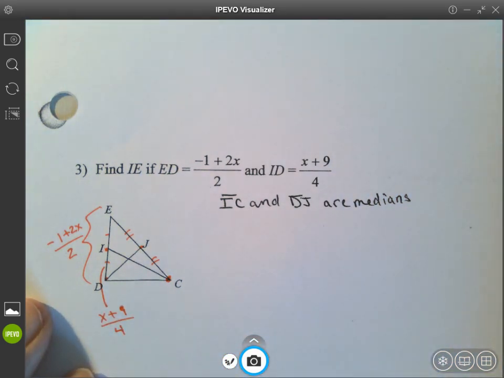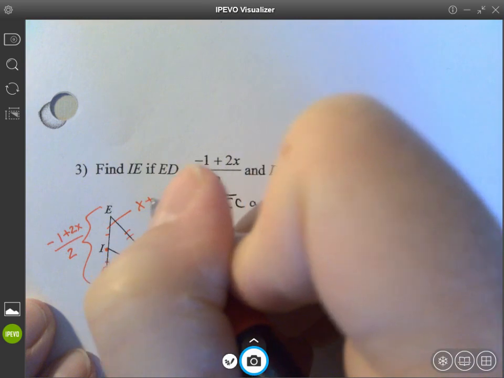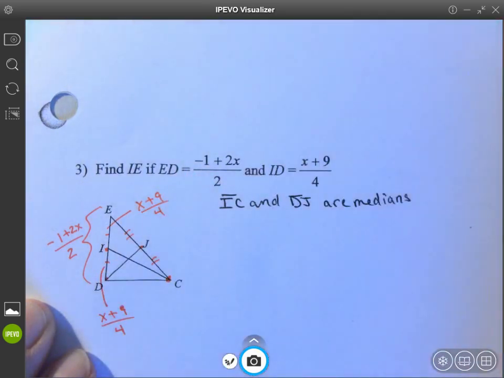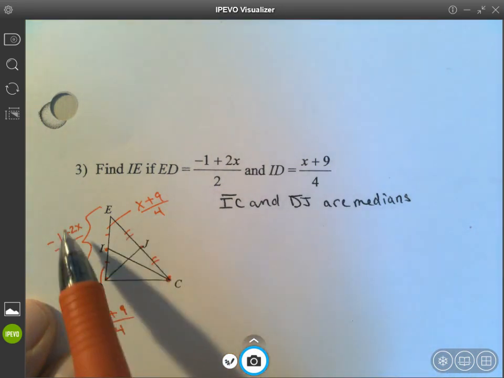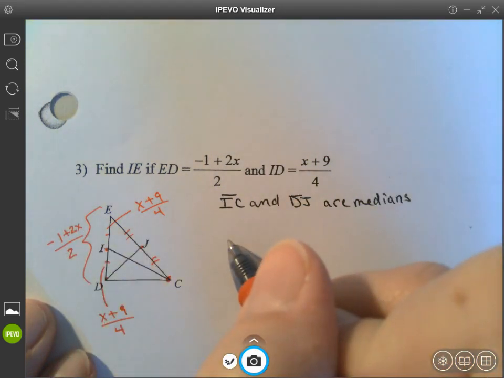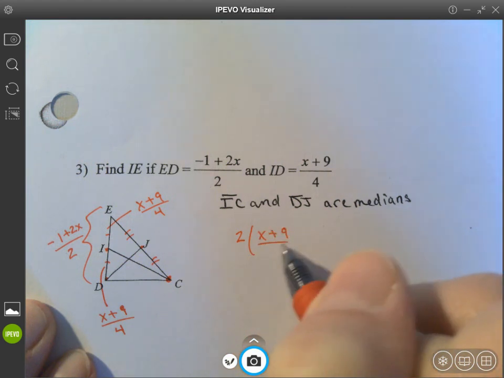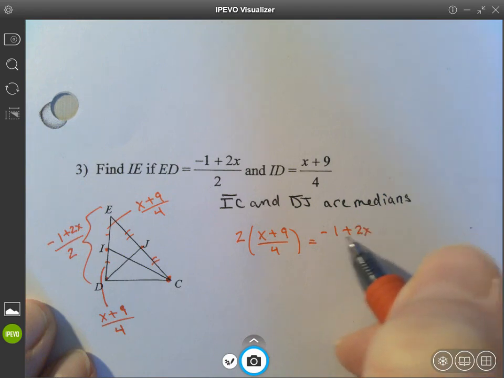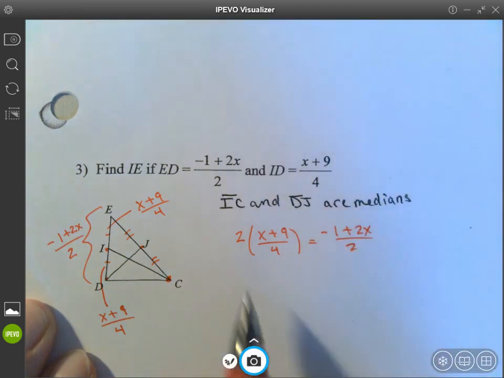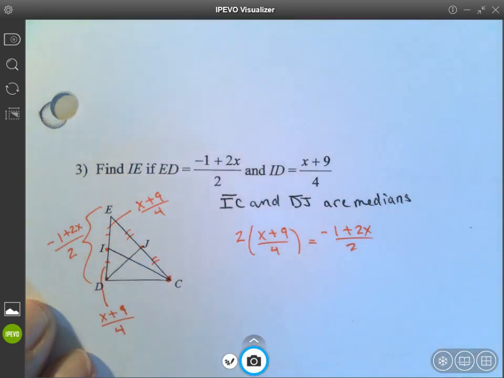So here's what I know, guys. If this is x plus 9 over 4, isn't this also x plus 9 over 4? So 2 of these equals all of that. Or you could say half of this. I think a lot of you would do 2 of these equals negative 1 plus 2x over 2. That's the idea. If I know that these are the same, if I have 2 of those, it equals that.